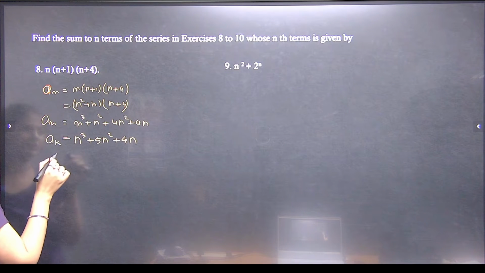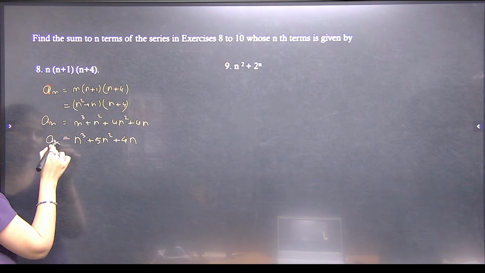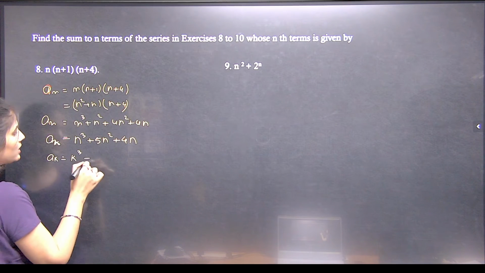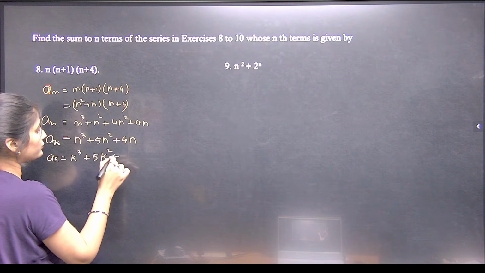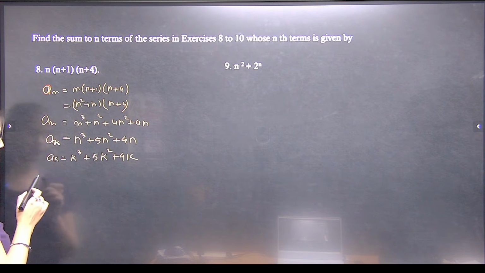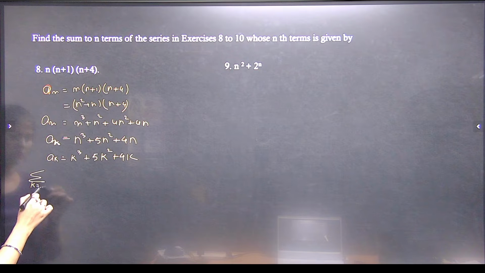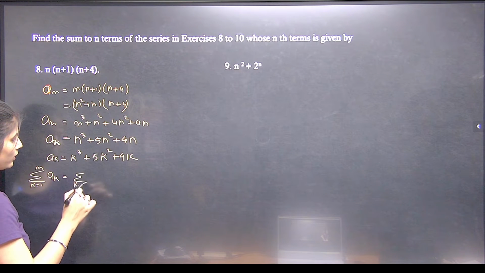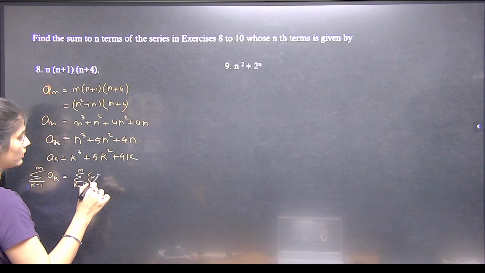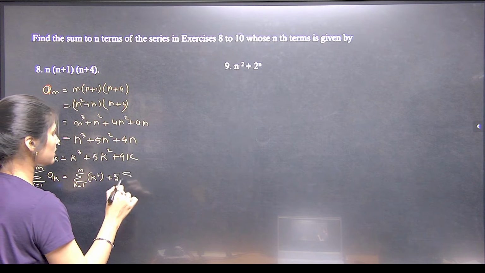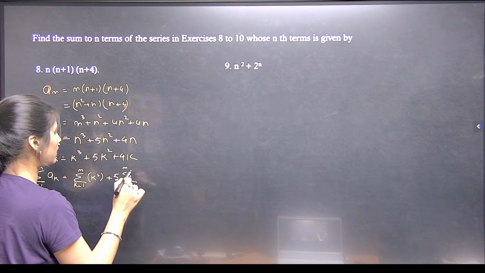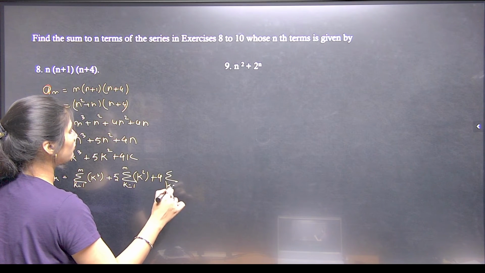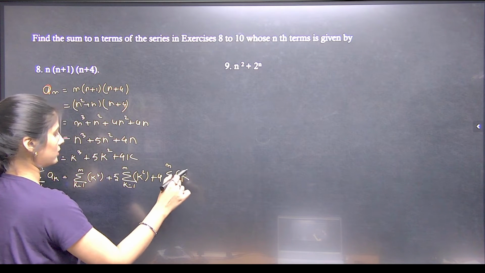Now if I put the value of n as k, here it is n only, so a_k is equal to k cube plus 5k square plus 4k. After that we have to put the summation sign, so the summation from k equal to 1 to n of a_k is equal to summation k equal to 1 to n of k cube plus 5 summation k equal to 1 to n of k square plus 4 summation k equal to 1 to n of k.